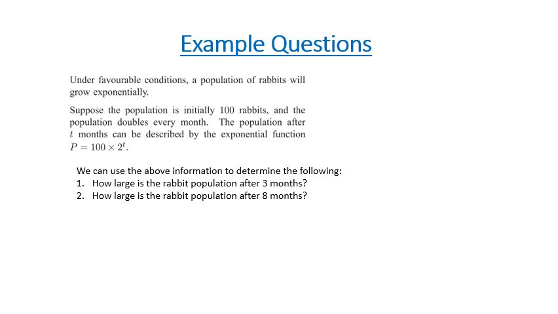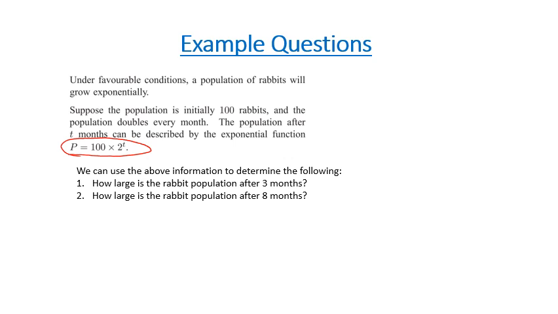So let's have a look at an example question. It says here, under favourable conditions, a population of rabbits will grow exponentially. So suppose the population is initially 100 rabbits. The population doubles every month. Okay, so this gives us the equation of the population equaling 100 times 2 to the power of t, where t represents the amount of months for the exponential function. So we can use the above information to determine the following questions.